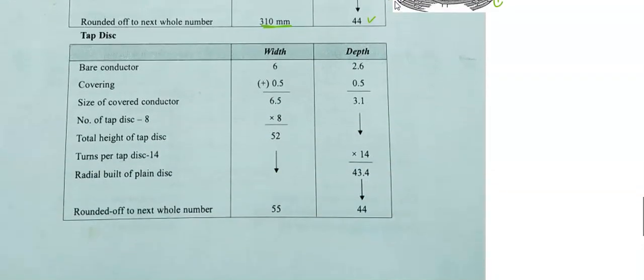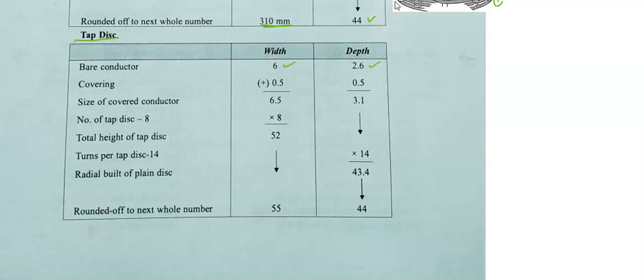Now we will see whether we are getting the same radial build for tap disc also. So bare conductor for the tap, I'm talking about tap disc now. The bare conductor is 6 and depth is 2.6. We are adding the covering. We got 6.5 and 3.1. Number of tap discs are 8, so multiplied, we got 52 mm. So approximately rounded off to 55 mm.